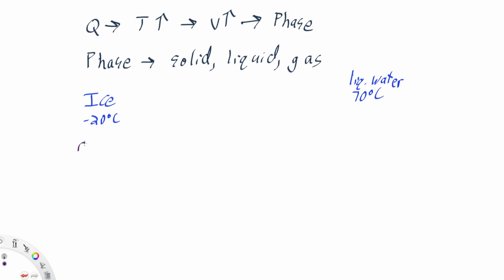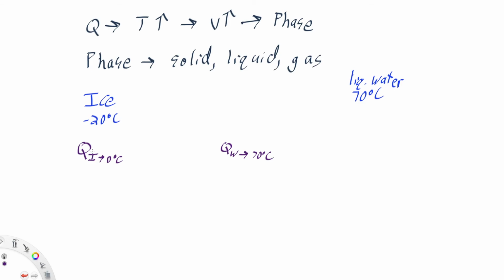So you definitely have to heat up the ice to 0 degrees. Once you have liquid water, you also have to heat up the liquid water to 70 degrees. And it's worth noting that the specific heat of ice is not the same as the specific heat of liquid water.